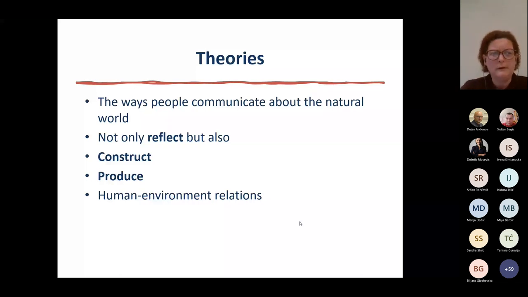In this context, when we communicate about the natural world, when we communicate about the climate, we have to keep in mind that people construct their own theories, that people produce their own theories or their own worldview regarding climate change.